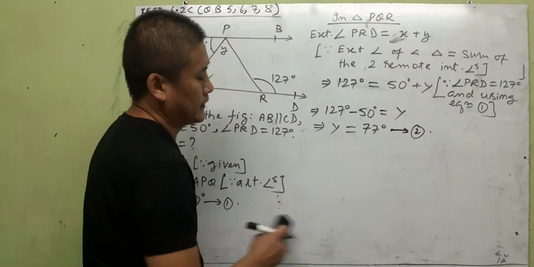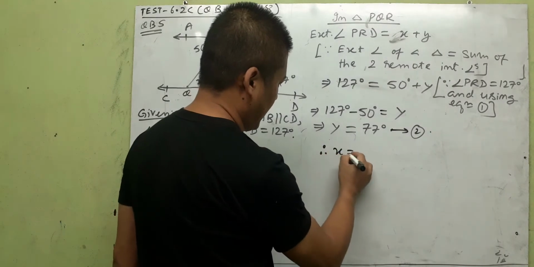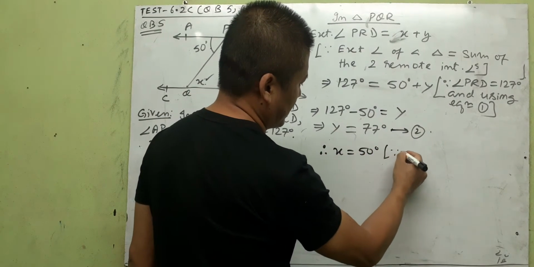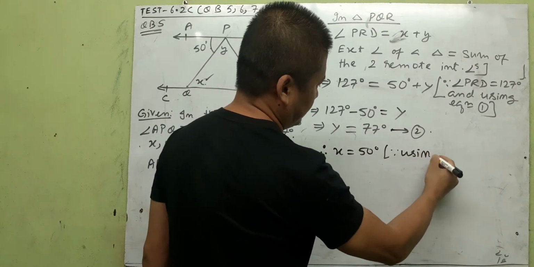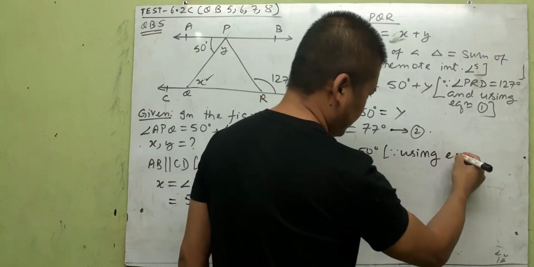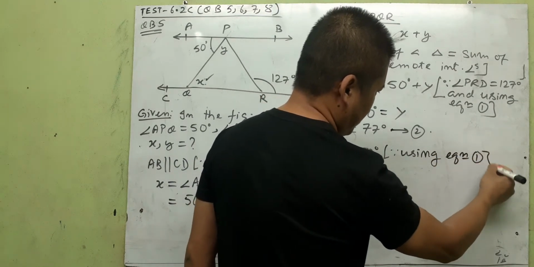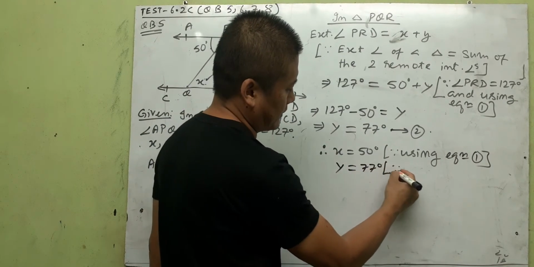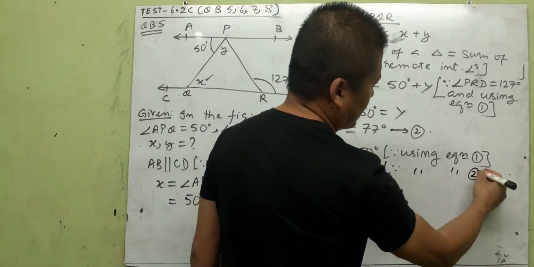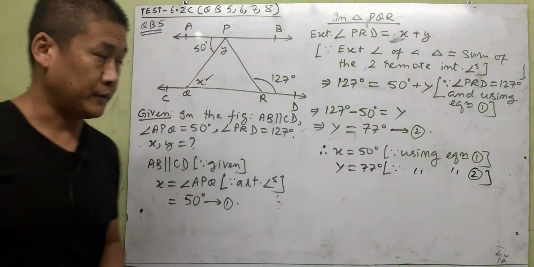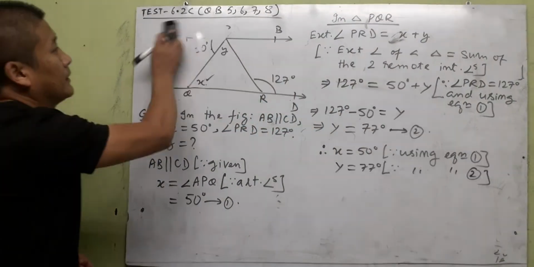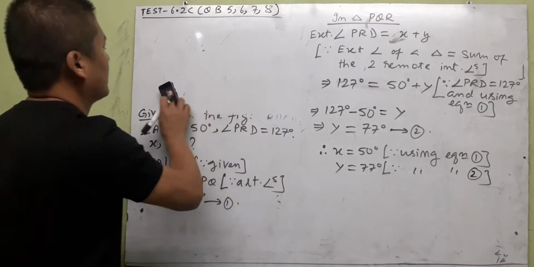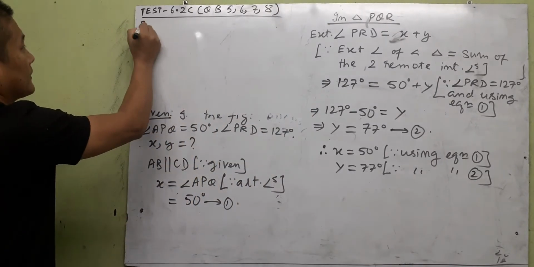Then you can write your final answers. Therefore, X equal to 50 degree, as you get this one by using equation number 1, and Y is equal to 77 degree, as you get this way by using equation number 2. I hope that's fine, right? Next, B6. Let's go to B6.